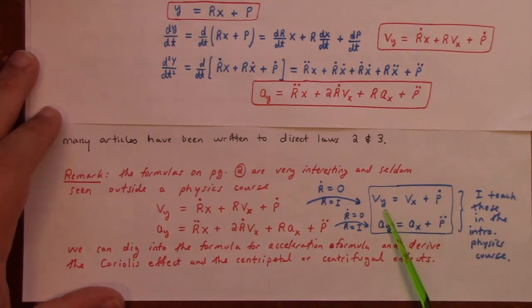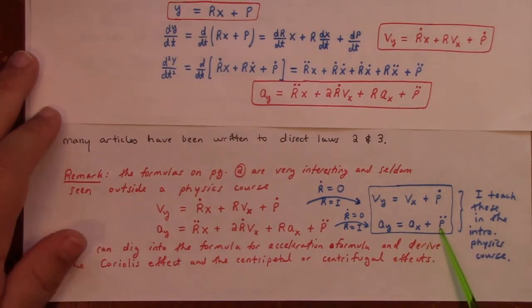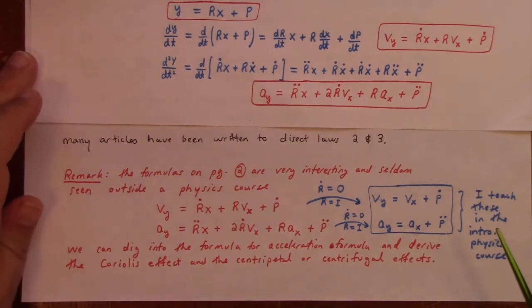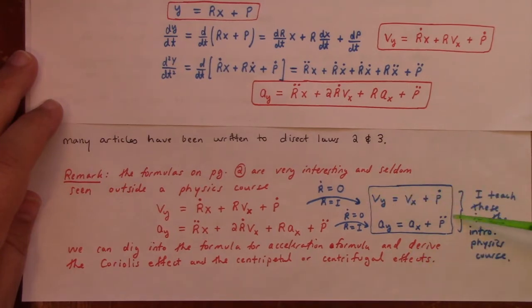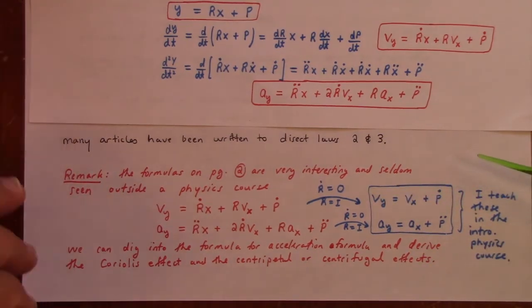Then the velocities are just equal to each other plus the velocity of the origin, and likewise the accelerations are equal, except that you also have to shift by the acceleration of the origin. When I teach introductory physics, these are the transformation laws they get to see in the introductory course, because I can't really be talking about rotating coordinates in introductory physics.